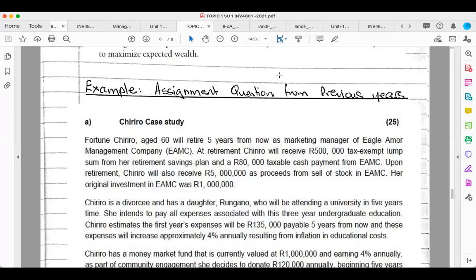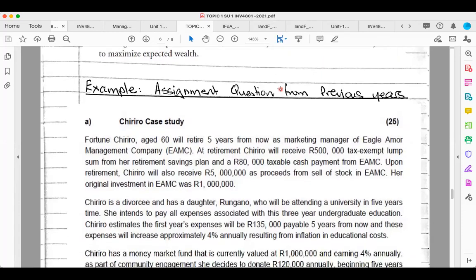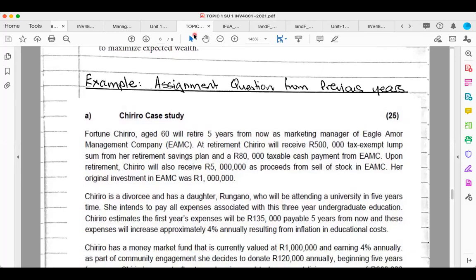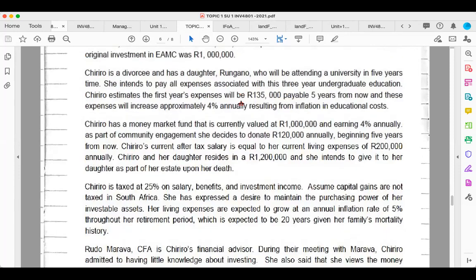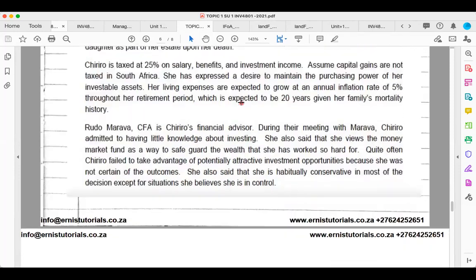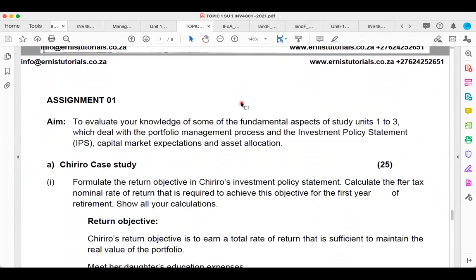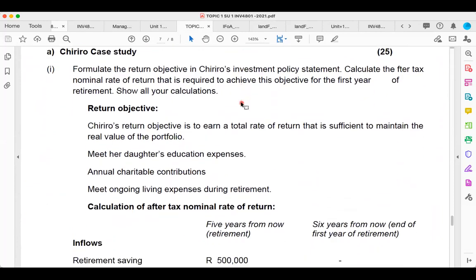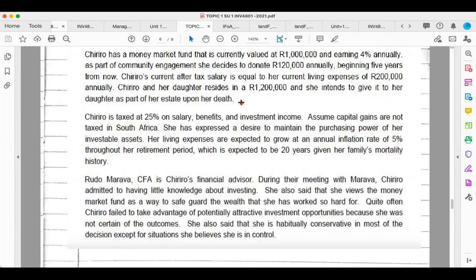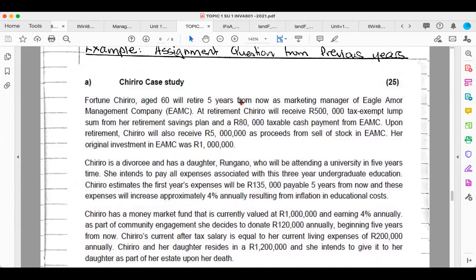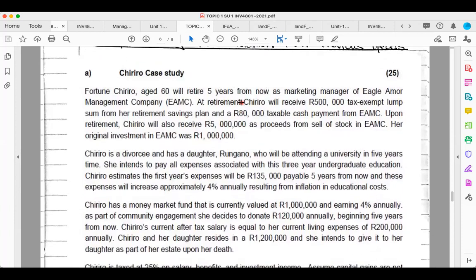Okay. So just to finish off the class, to help us to better understand these concepts we've been covering, I just want us to finish off by looking at a case study where we have to formulate the return objective and also to calculate the required return, as well as to formulate the risk objectives.